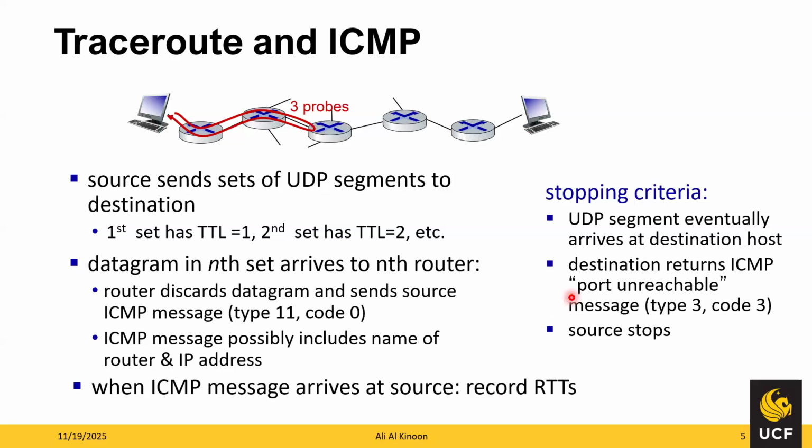Eventually one of the UDP probes reaches the actual destination, and the destination does not have a service running on the random high-numbered UDP port traceroute uses. Because of that, it sends back an ICMP port unreachable message, which is a type 3, code 3 message. And once the source receives this final ICMP message, traceroute knows it has reached the end of the path and stops.